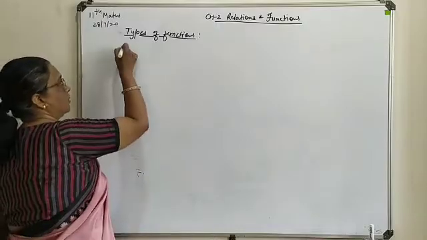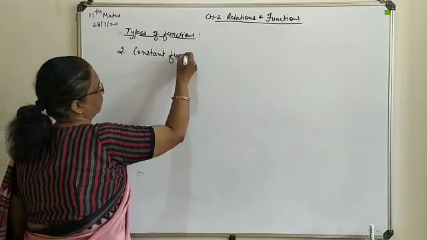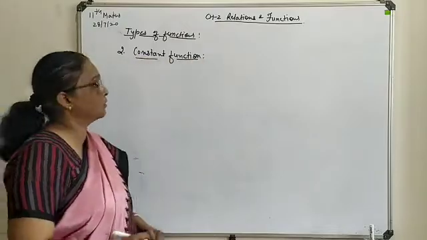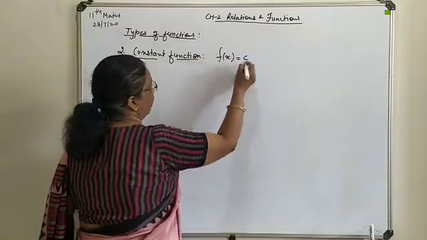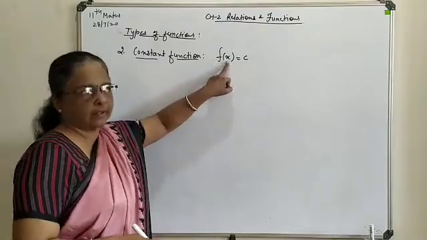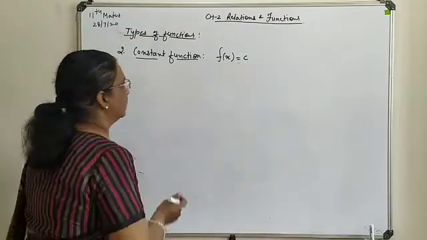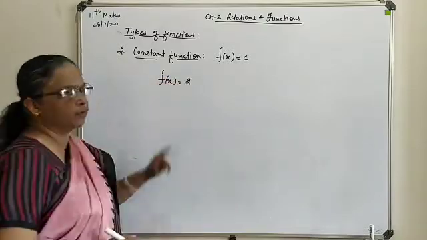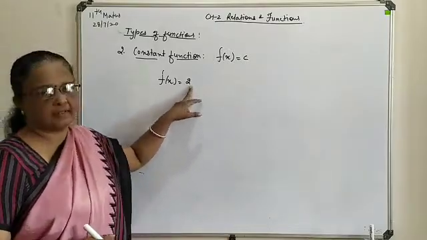Second one is the constant function. Here the name is a constant function. Your function can be expressed in such a way that the value of the function is independent of x. Whatever the value of x you consider, it will not affect your function value. For example, you can take f(x) as 2. If you want to make a graph, normally we take f(x) as y, so y is equal to 2.